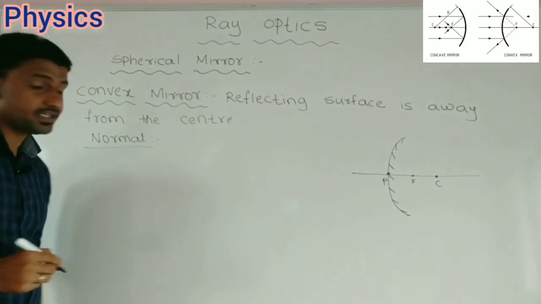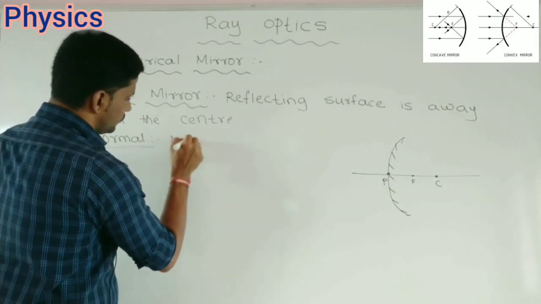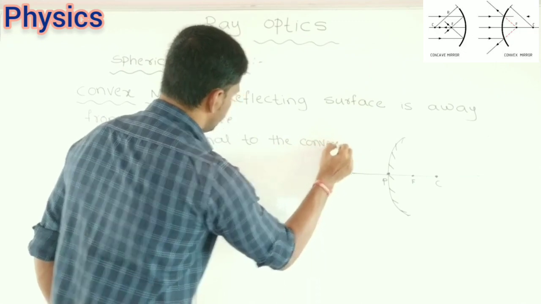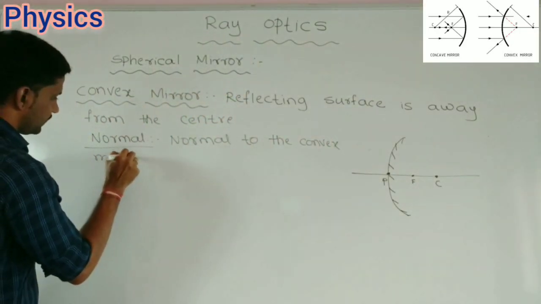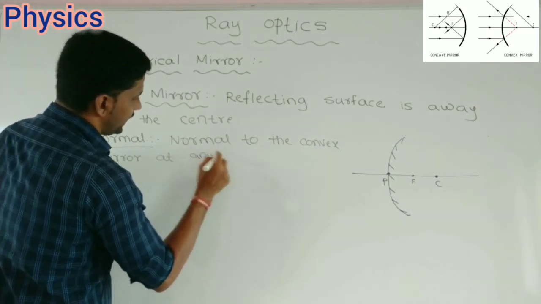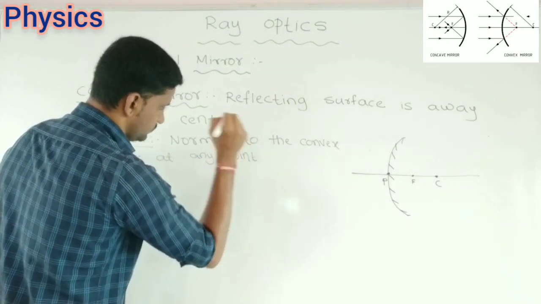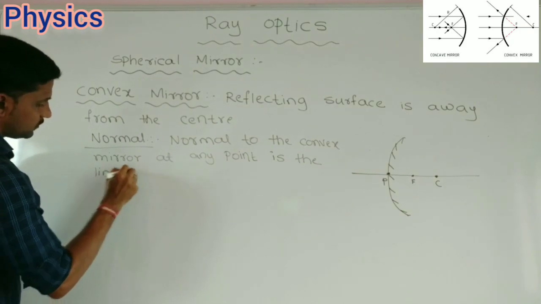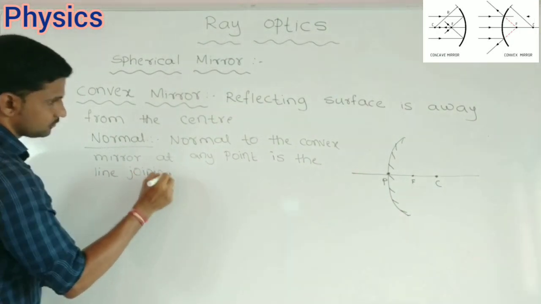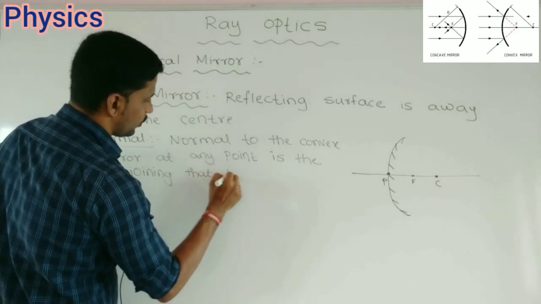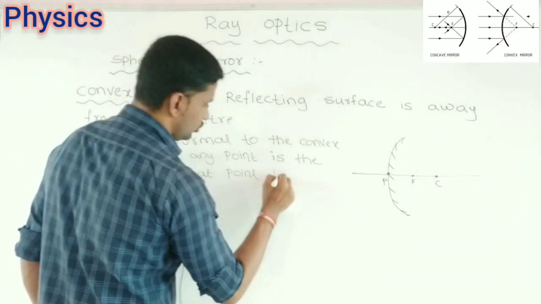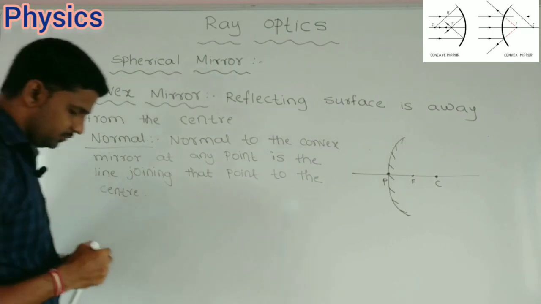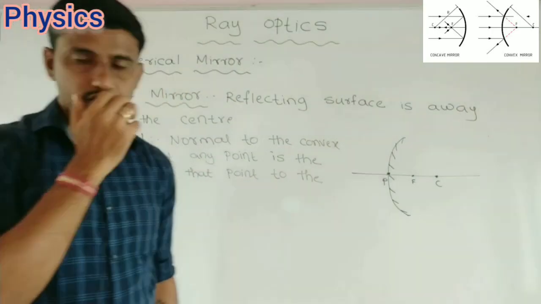So what is the meaning of normal in the case of a convex mirror? The normal to the convex mirror at any point is the line joining that point to the center of the convex mirror. Then it is called a normal of the convex mirror.